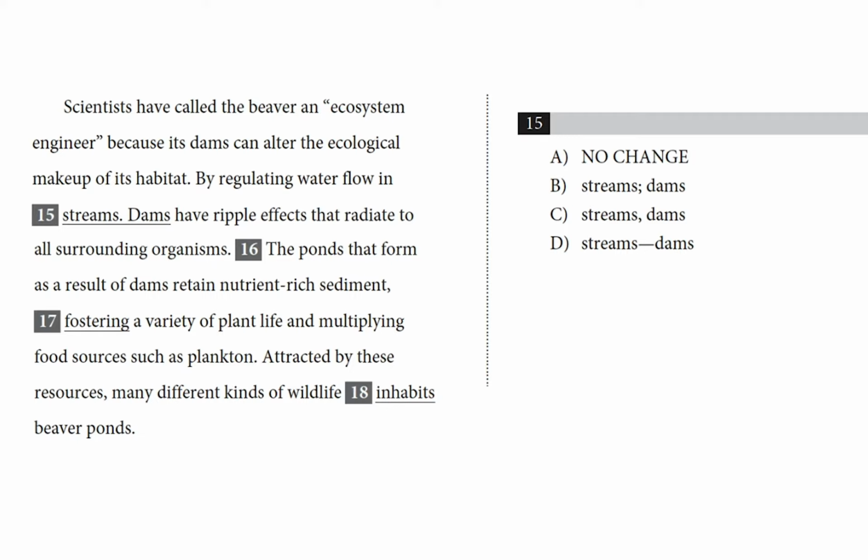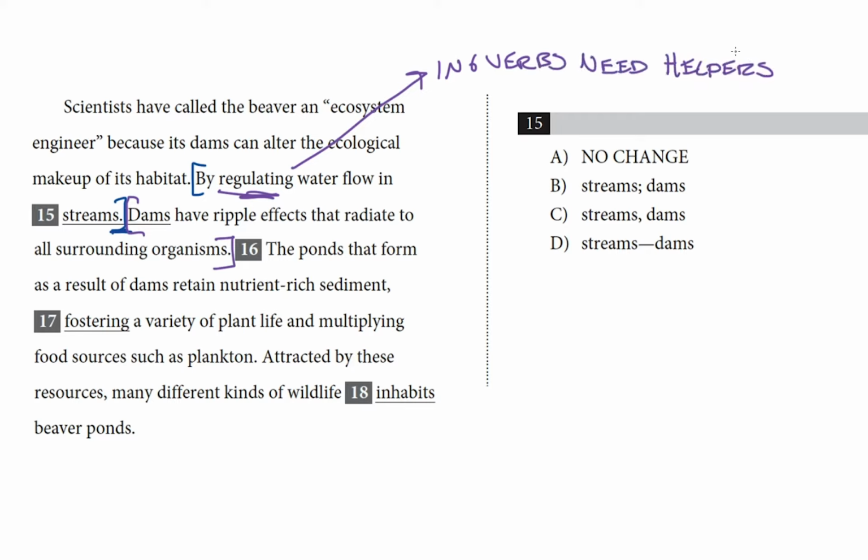Let's move on. So I'm looking for independent clauses on either side of the punctuation here, right? So the first thing I'm going to check is the no change option. Is there an independent clause here? And is there an independent clause here? By regulating water flow in streams. I don't see a subject. What's the thing that's doing the regulating? And I also don't see a main verb. There is regulating, but an ing verb needs a helper. ING verbs need helpers like is or has been in order to hold up a sentence.